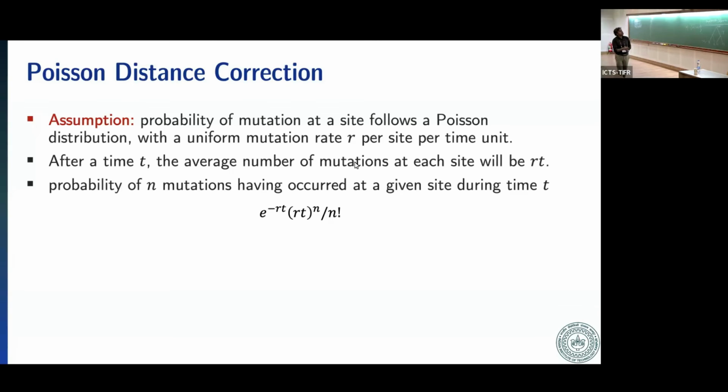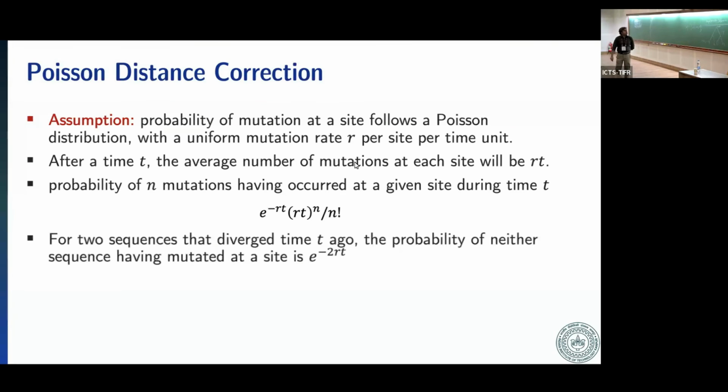So the probability that n mutations have occurred at a given site during time t is basically given by this Poisson equation, right? Now, if there are two sequences that diverged time t ago, the probability of neither sequence having mutated at a site is e to the power minus 2 RT. So that is basically you are setting n equal to 0, right? So e to the power minus RT for one sequence, and for the second sequence, you multiply it, you get back e to the power minus 2 RT.